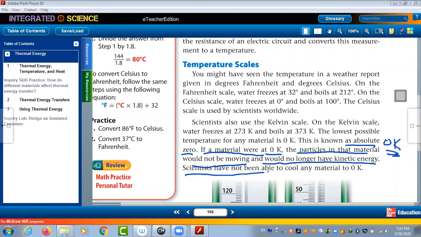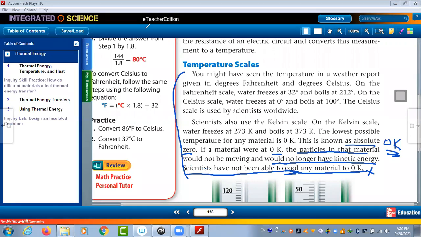Scientists have not been able to cool any material to 0 Kelvin. Did scientists succeed in cooling a material to 0 Kelvin? No, they didn't succeed. I think this whole paragraph is very important. It has a lot of information, and each line is very important.